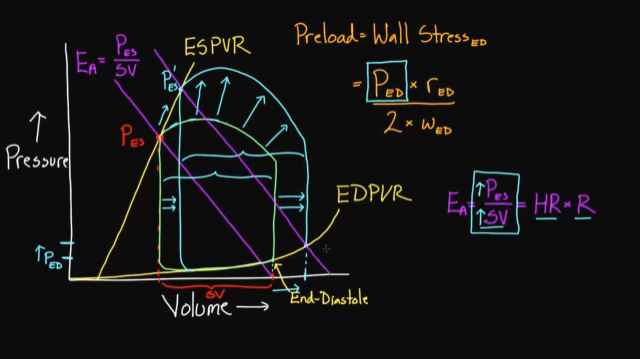And now you can get an appreciation for the fact that if you increase preload, you're basically shifting the line this way. And if you decrease preload, I could show you the exact opposite, and it would go the other way. So this is what increasing and decreasing preload does to our line. It does not change the slope of the line, so the elastance, or the slope, stays the same. But where the line is located on the volume axis actually shifts over.